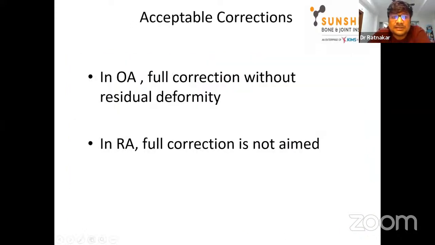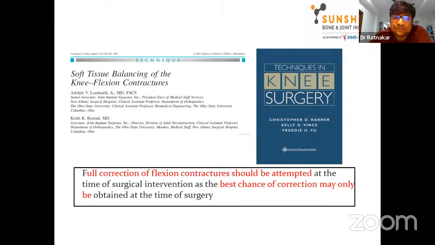So what are the accepted corrections? In osteoarthritis, on the table, I wouldn't like to have any sort of residual deformity. While in case of inflammatory arthritis, we follow a rule called the rule of one-third, where you divide your total deformity into three thirds. The first one-third should be corrected preoperatively. The second one-third should be corrected intraoperatively. And the residual one-third should be corrected postoperatively. So in osteoarthritis, the full correction of flexion contracture should be attempted at the time of surgical intervention, as the best chance of correction may only be obtained at the time of surgery.